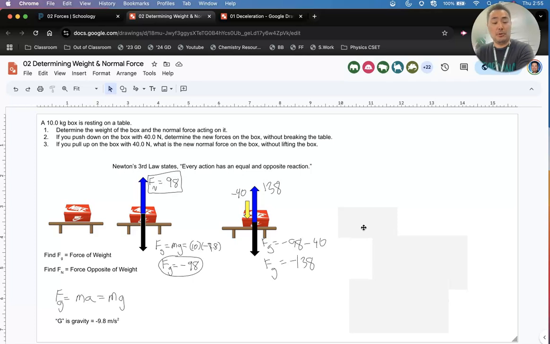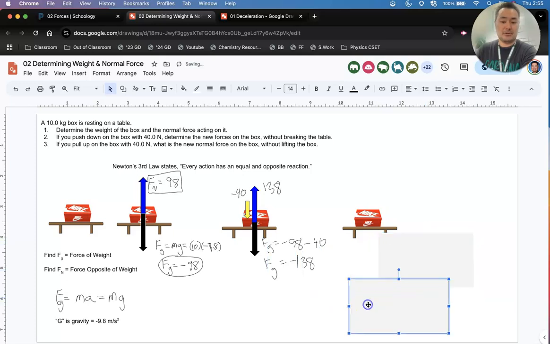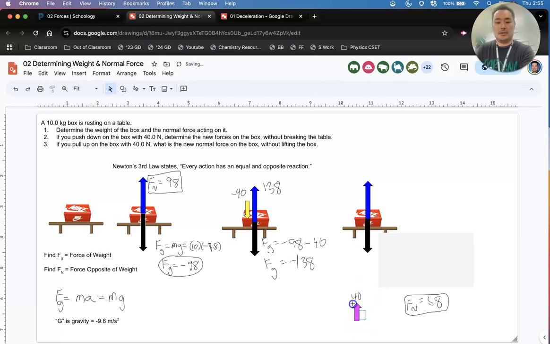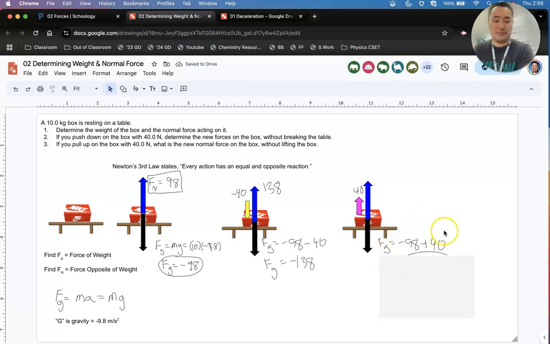Last question. What if you pull up on the box, but we're assuming the box is not coming off the table? You're just starting that motion. What are the new forces? Well, always start with the weight, because normal is just opposite of weight. Let's do our arrows first. There's our normal. There's our weight. And here's my new force applied. It's positive 40 this time. Sorry, I'm showing you the answer early. But the force of the weight equals negative 98 plus 40 this time.